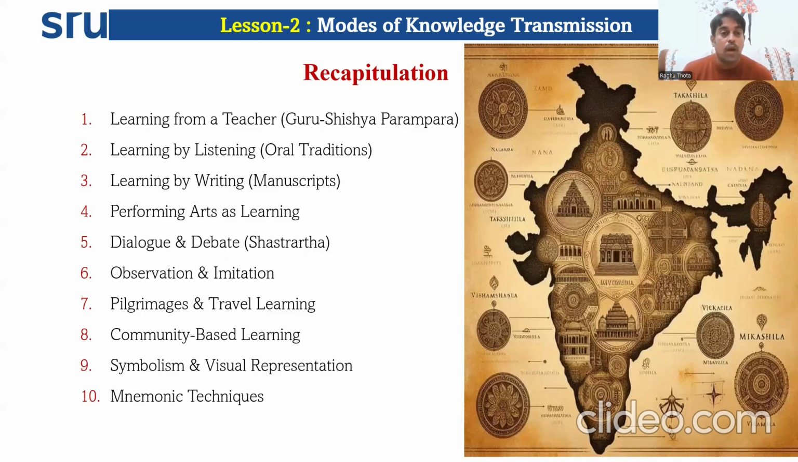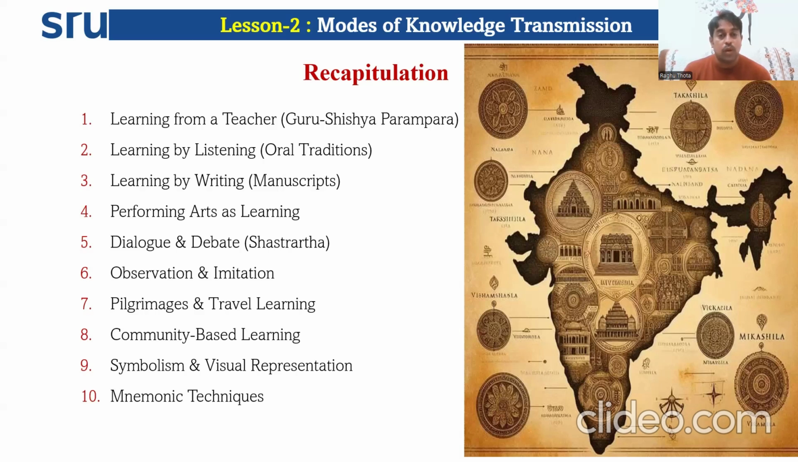What are they? Number 1, learning from a teacher, Guru Sishya Parampara. During the ancient times, knowledge was transmitted to the Sishyas through Gurus. If any Sishya or student would like to learn something from the Guru, they would go to the Gurukulas and request the Gurus to teach them. If the Gurus accepted their request, the Sishyas would live with the Gurus in Gurukulas and learn from them. Whatever knowledge the Gurus had, they used to transfer to the Sishyas. That is one of the methods of knowledge transmission in ancient India.